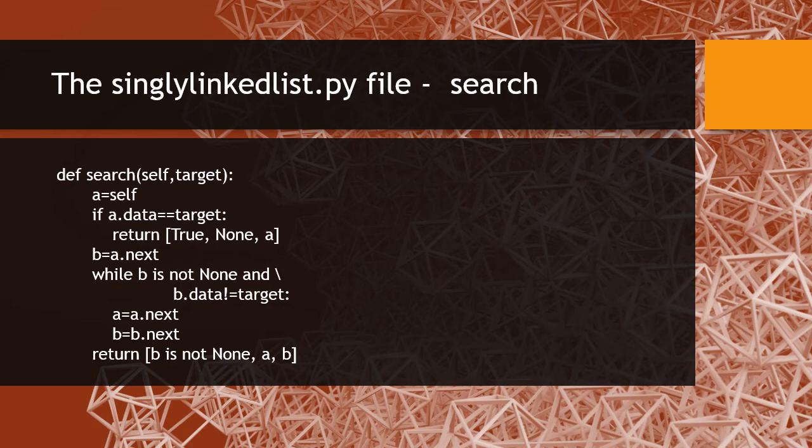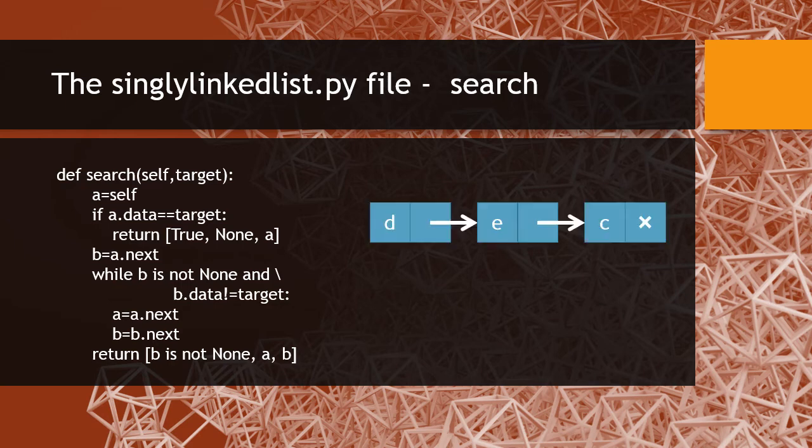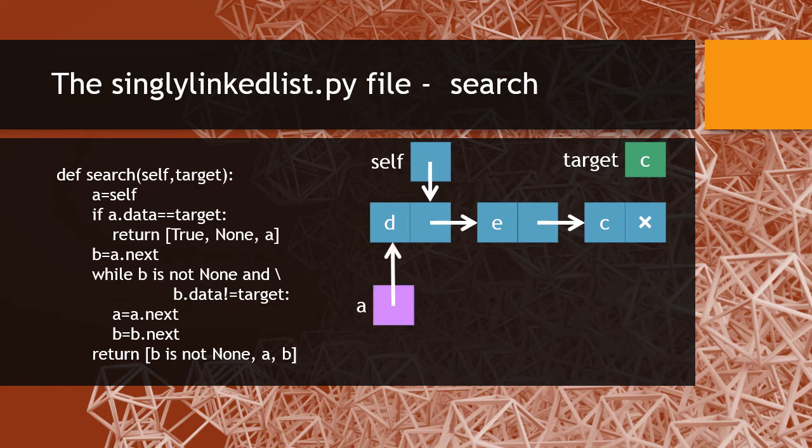But what if the target is not in the first node of the linked list? Another linked list, the self pointer. We execute the search function for this linked list. We are looking for C. So A should point where self is pointing. Where is A dot data? A dot data is D. Is A dot data equal to target? No. We do not move into the body of the if.